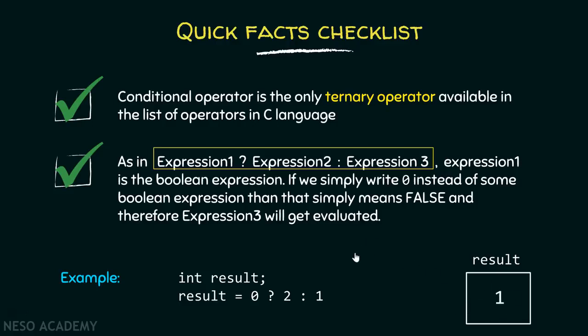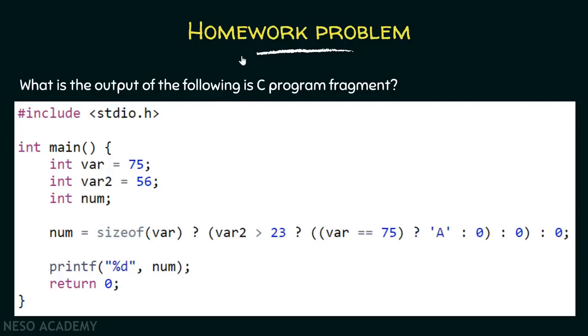Okay? Now it's time for a homework problem. What is the output of the following C program fragment? This is quite a complicated looking C program fragment. Try to understand this program fragment on your own. Here I declared a variable var and assigned it a value 75 and another variable var2 and assigned it a value 56. And I also declare another variable num.